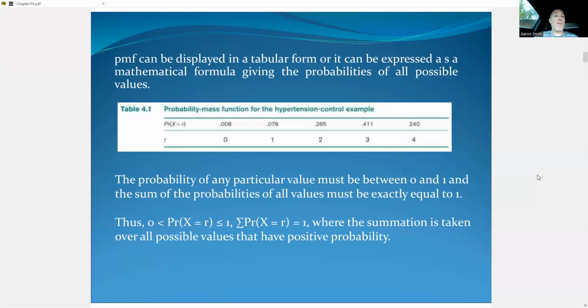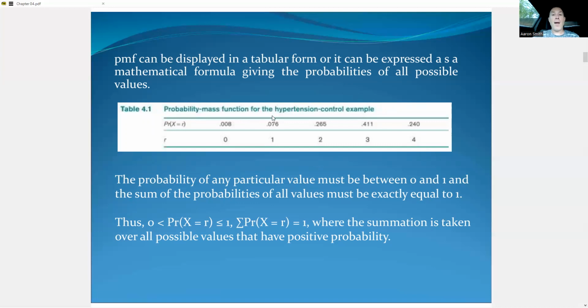All right, so a probability mass function can be displayed in a tabular form or can be expressed as a mathematical formula given the probabilities of all possible values. And so here we're looking at the probability mass function for a hypertension controlled example. Probability of 0 is less than 1%. Probability of 1 is just under 8%. Probability of 2 is a little bit more than 1 out of 4. Probability of 3 is a little bit more than 4 out of 10. And then probability of 4 is just under 1/4.